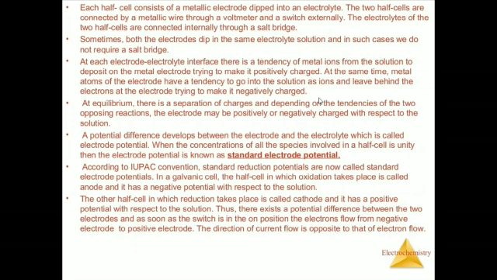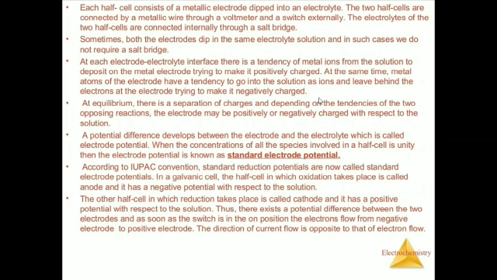In a galvanic cell, the half cell in which oxidation takes place is called the anode, and it has negative potential with respect to the solution. The other half cell, in which reduction takes place, is called the cathode and has a positive potential with respect to the solution. Thus, there exists a potential difference between the two electrodes, and as soon as the switch is in the on position, the electrons flow from the negative electrode to the positive electrode.